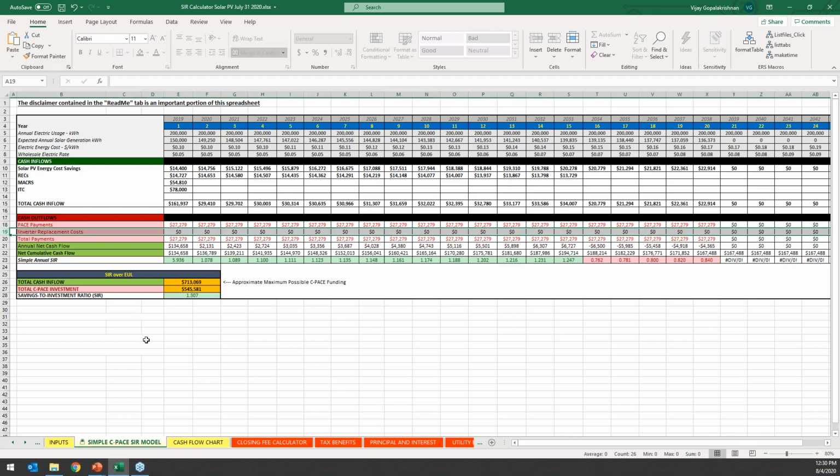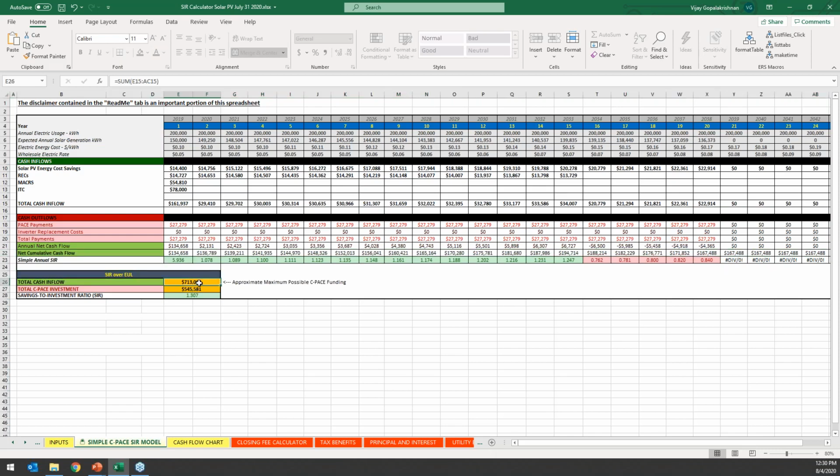There is no inverter replacement cost in this iteration of the run. We'll also include that in another iteration shortly to show you how that would extend the useful life of the project out to 25 years instead of 20 years. So the total payments are a sum of the base payments and the inverter replacement costs. And then you have the annual net cash flow, the net cumulative cash flow right here, and the simple annual SIR on an annual basis. So more to the SIR over the EUL of the project.